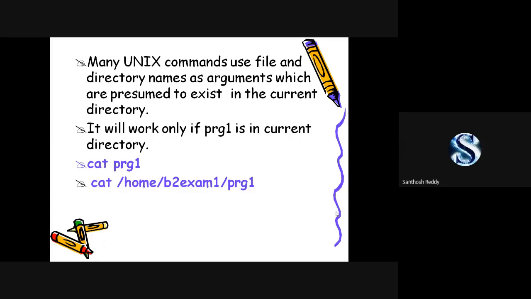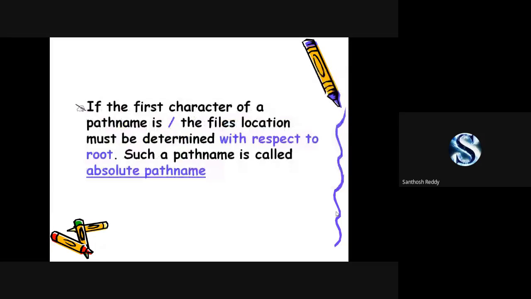Okay. Now, if the first character of a path name starts with a forward slash, then the file's location must be determined with respect to your root. In the sense, the searching needs to start from your root till you get the particular file which is present in the given path in the particular directory.